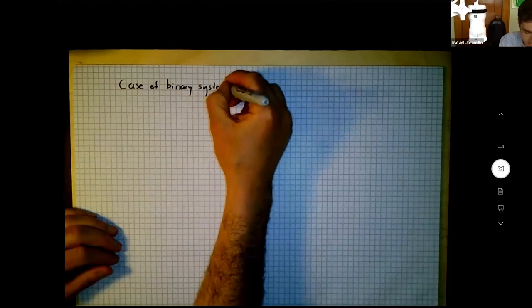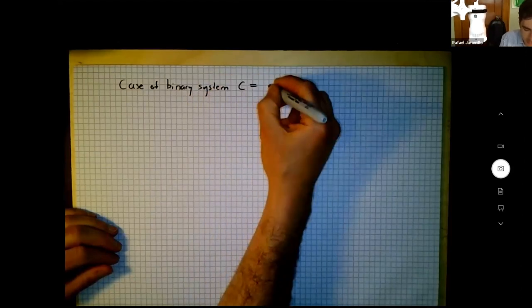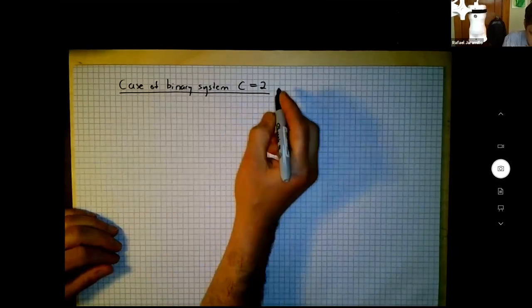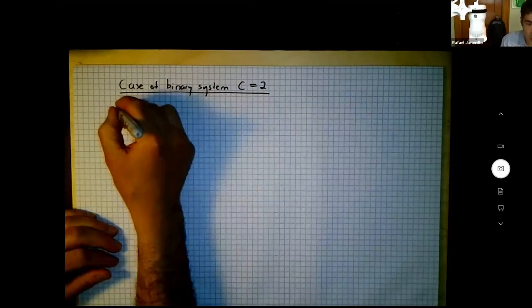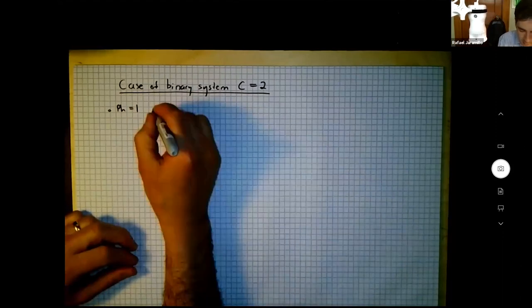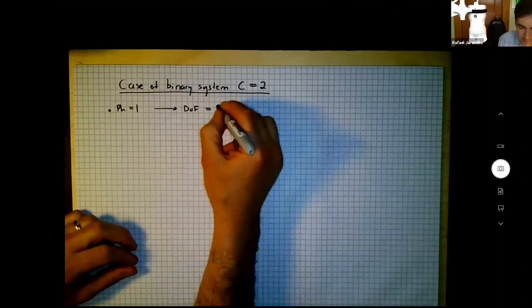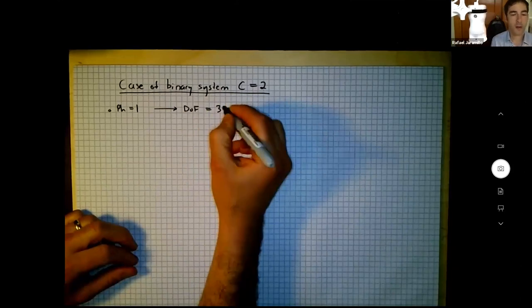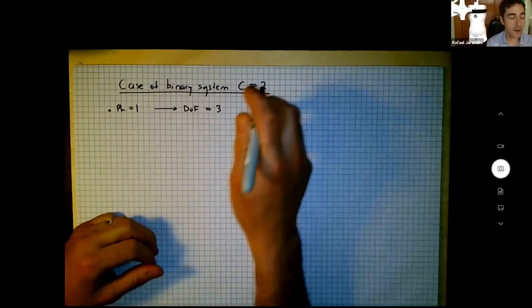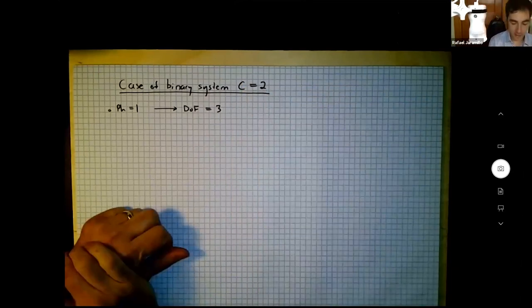Binary system, C equals two. So if we have one phase, the degree of freedom equals three. So for example, what are three things which I can all independently vary while staying in the same phase?